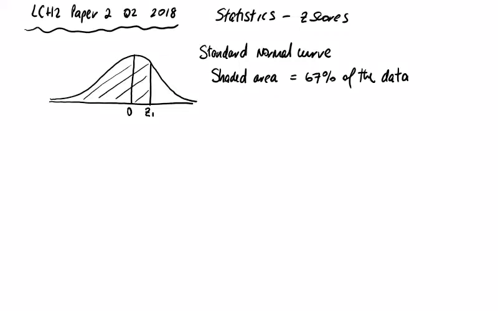Leaving Cert Higher Level, Paper 2, Question 2, 2018 is a statistics question based on Z-scores. You're given this normal distribution or standard normal curve, and you're told the shaded area represents 67% of the data. Find Z1. So you have to go to your Z-score table and find the number that represents 67%. And this one works out evenly, 0.44.